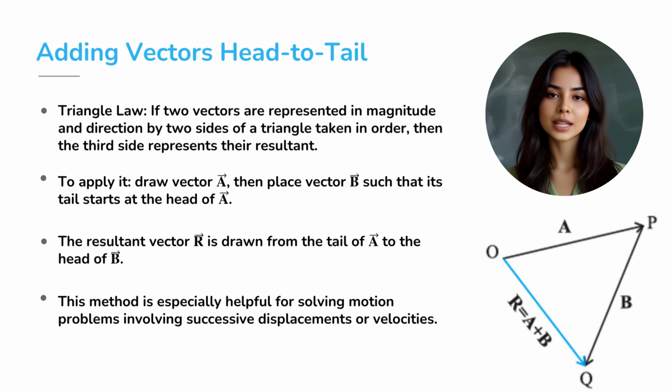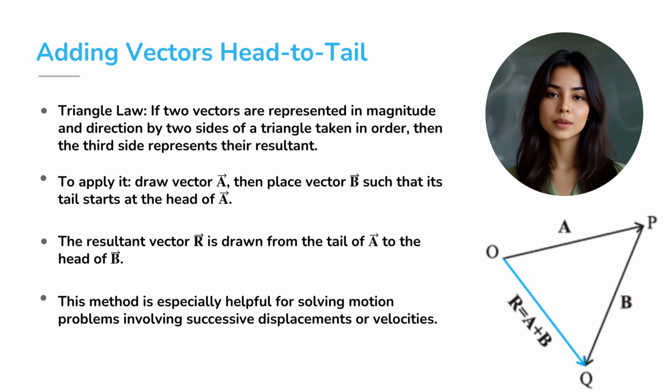Imagine two vectors placed end to end, like two steps, one after the other. The triangle law says if two vectors are drawn such that the tail of the second begins at the head of the first, then the third side of the triangle, drawn from the tail of the first to the head of the second, gives the resultant.